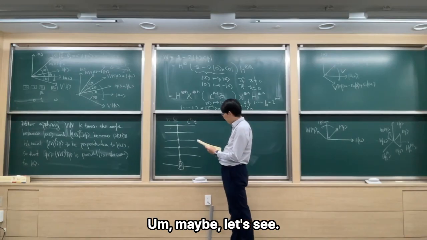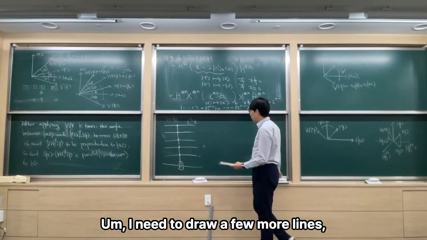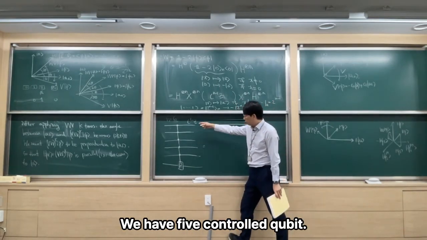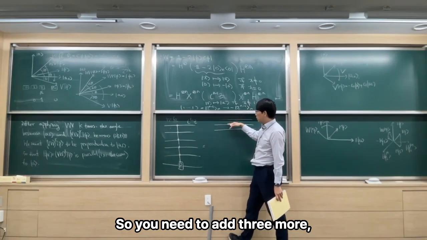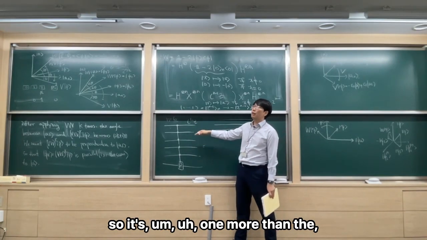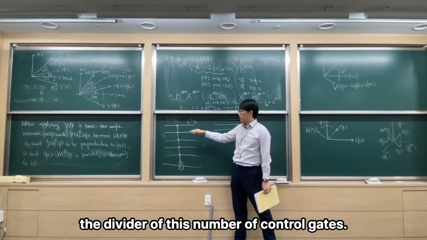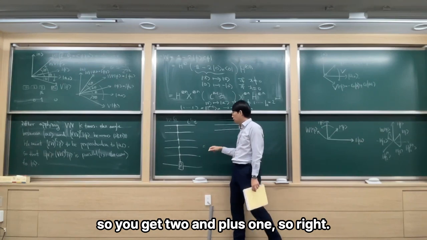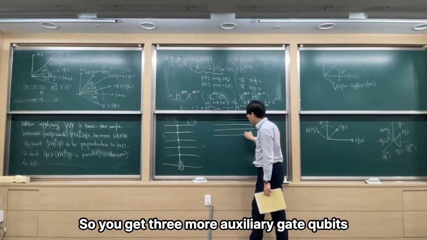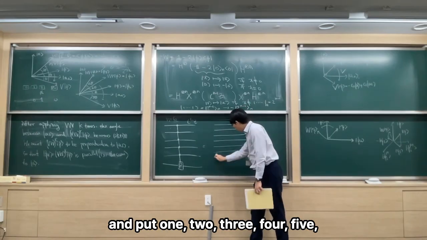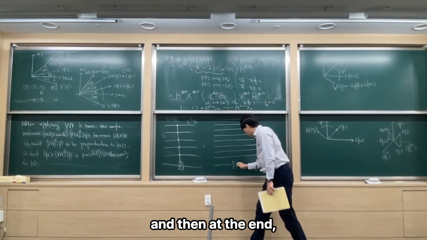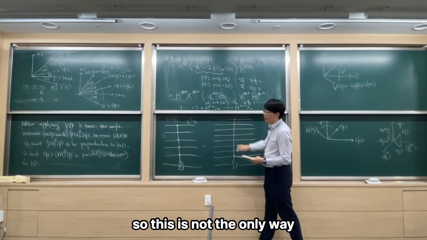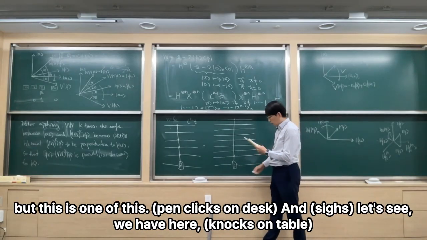Maybe, let's see. I need to draw a few more lines. So let me try my best here. This is 5: you have 5 control qubits. So you need to add 3 more. It's one more than the division of the number of control qubits by 2. So 5 over 2 is 2.5, so you get 2 plus 1. So you get 3 more auxiliary qubits, and put 1, 2, 3, 4, 5. And then at the end, you get the final target qubit. This is not the only way you can make this multi-control gate, but this is one of them.